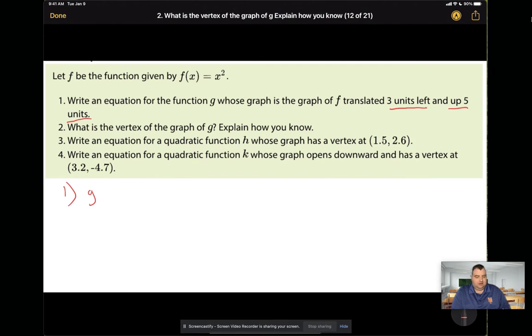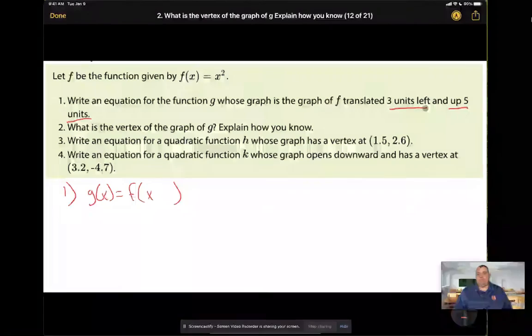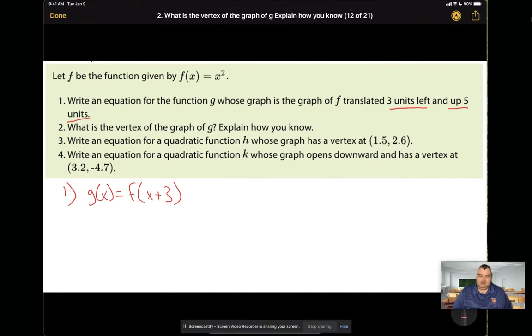So we're going to do g of x equals f of x. We are shifting 3 units left. If you remember, when we're doing a horizontal shift, we have to do the opposite and it goes inside the parentheses. So 3 units left would normally be minus 3 because left is negative, but we're going to do the opposite, which is plus 3, and we're going to put that inside the parentheses. So x plus 3 goes inside the parentheses.